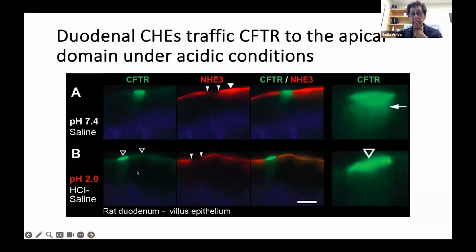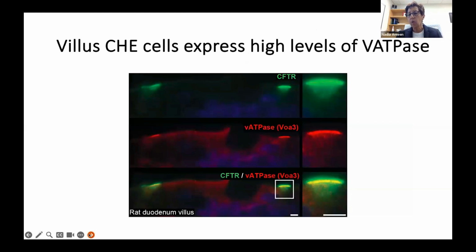Here is published data from my lab, also looking in the duodenum in the rat, that these chi cells do not express NHE3, which is an important transporter that regulates sodium absorption, but they express high levels of CFTR. When you lower the pH, there's upregulation of CFTR to the brush border of these cells by trafficking. These cells also express very high levels of the vacuolar ATPase, as shown here in red, that co-localizes with CFTR.